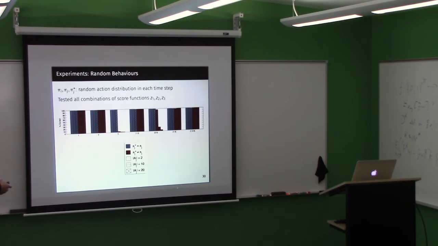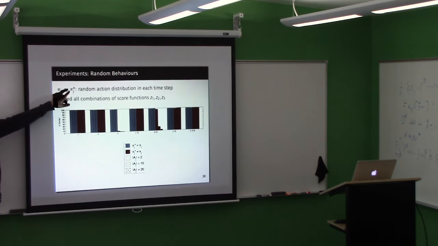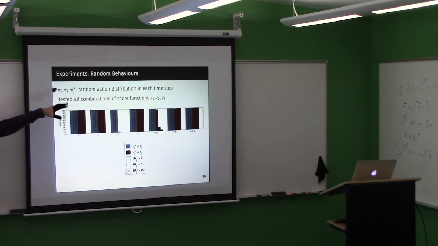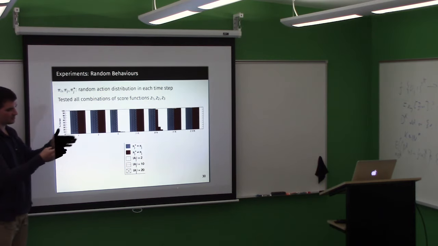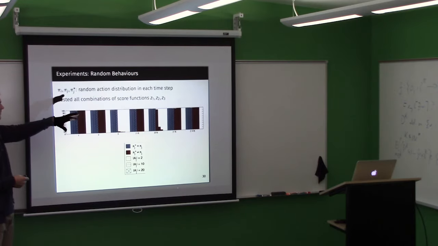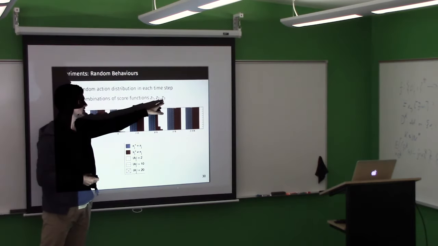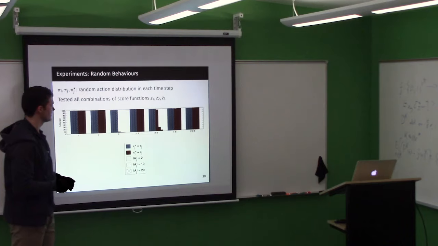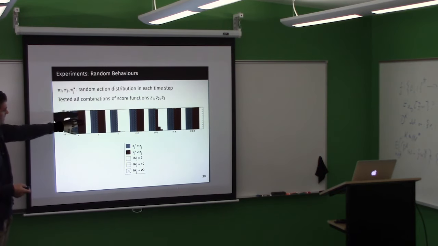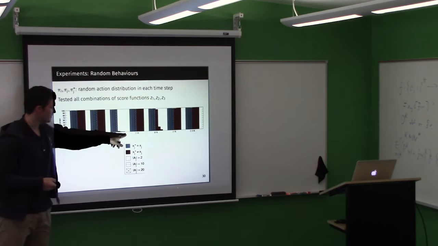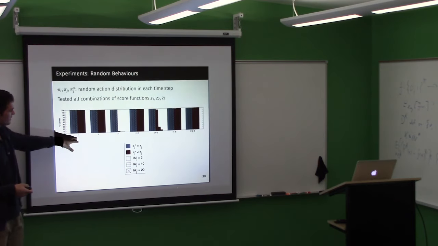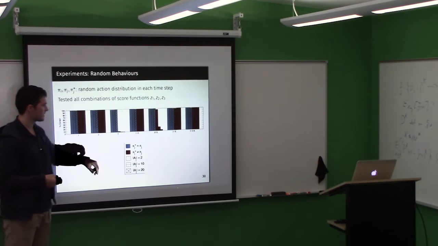And here's some interesting experimental results. So in this first set of experiments, we assume that our own behavior, the behavior of the other agent, and our hypothesis for that other agent's behavior, they're all just random behaviors. And random behaviors here are defined as random distributions of actions at each time step, completely random. We tested all combinations of score functions, Z1, 2, and 3, which are the examples that I showed you earlier. And before you go ahead and interpret the data, let me just explain to you what the axes mean here. So the numbers here correspond to the combinations of score functions that we tested.